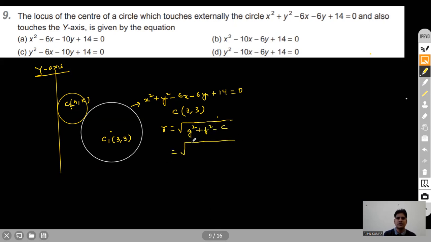So g is equal to 3, so it will become 9. f is also 3, so 9. Minus c means minus 14. So 9 plus 9 is 18, minus 14, this will be equal to 2. So the radius of this circle is 2 basically. Now what can we do?